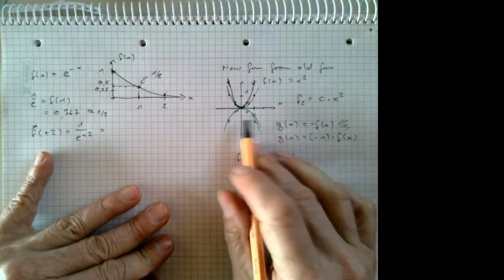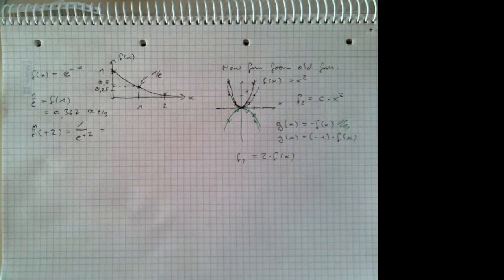So if c is greater than 1, it stretches the curve. It simply stretches it, right? It looks as if it were squeezed together, but it's stretched. And if the magnitude of c is less than 1 but greater than 0, what would happen? We put it together.